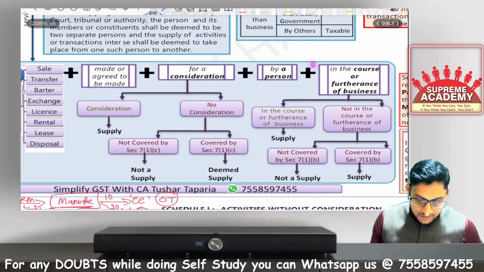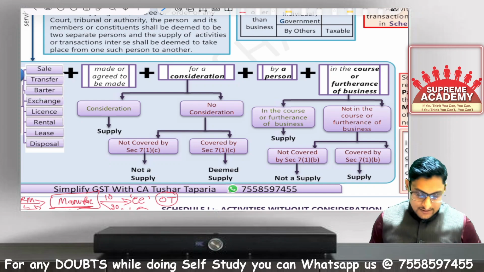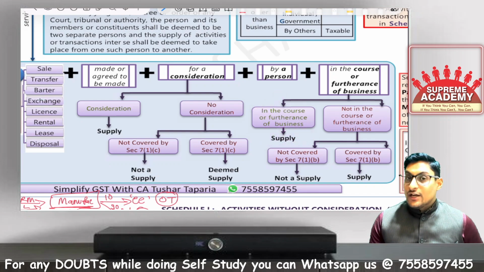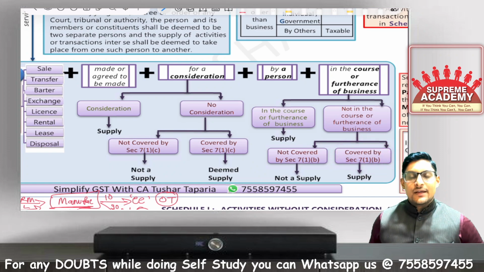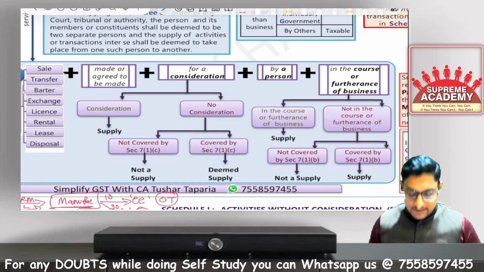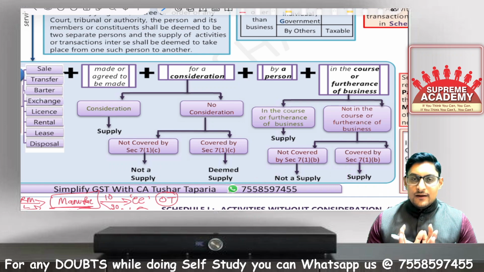Same thing for the last element, in the course or furtherance of business. The thing should be done in the course or furtherance of business. If done in the course or furtherance of business, it will be supply. If not done in the course or furtherance of business, then check whether the activity is covered under 7(1)(b). If the activity is covered under 7(1)(b), it will be a supply. Otherwise, not a supply.